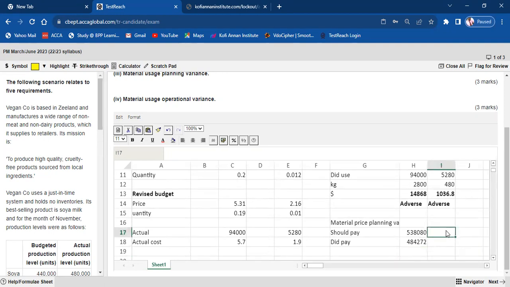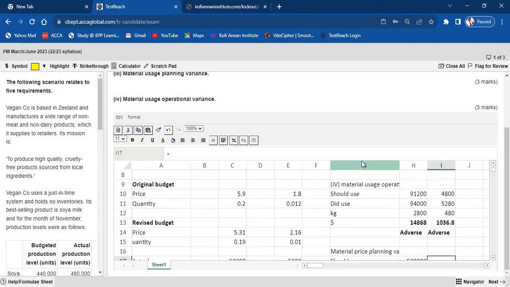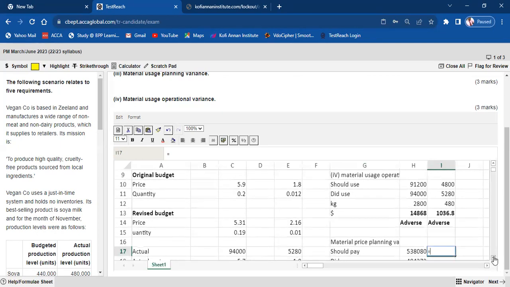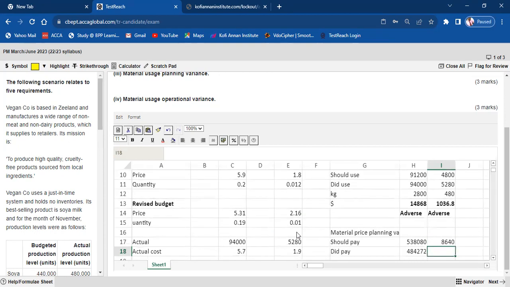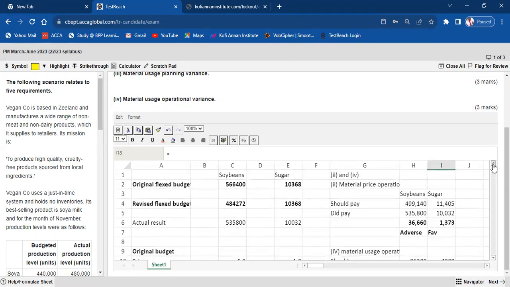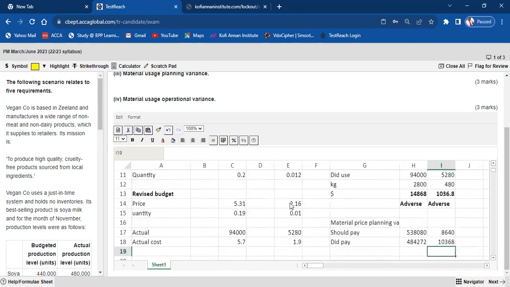Sugar. We should have paid $1.8 per kg for each one of the 0.01 we did use for the 480,000 units produced. But for sugar, planning variances, we did pay 10,368.